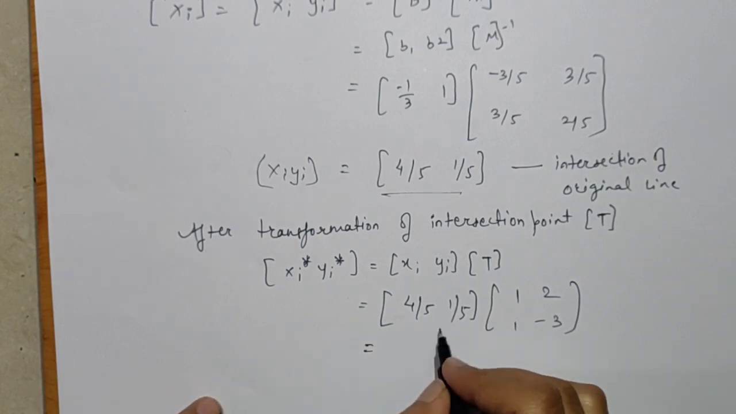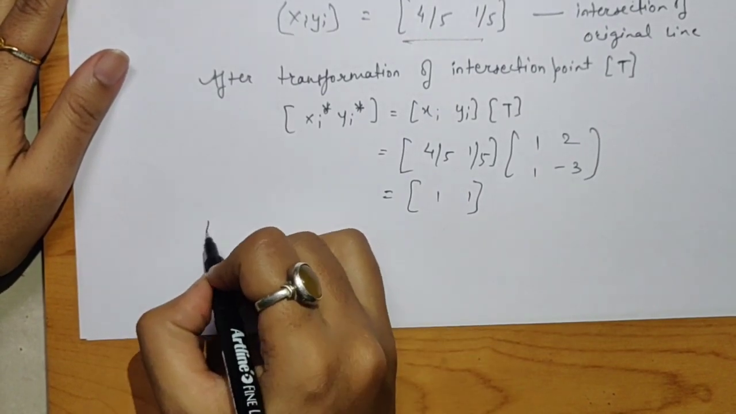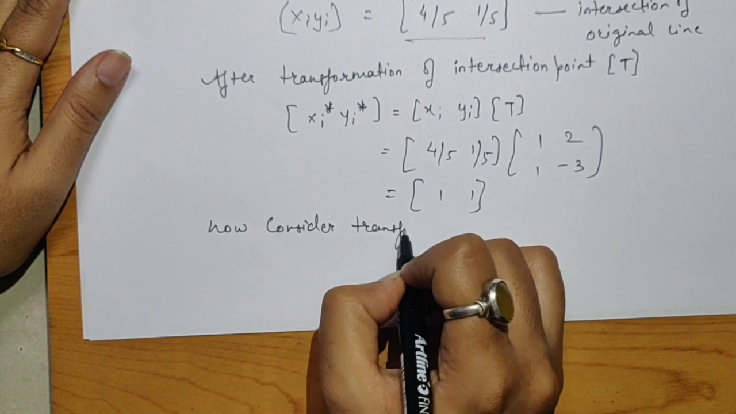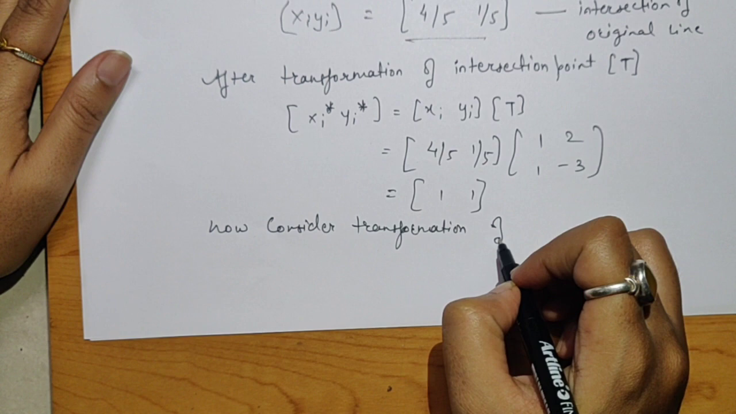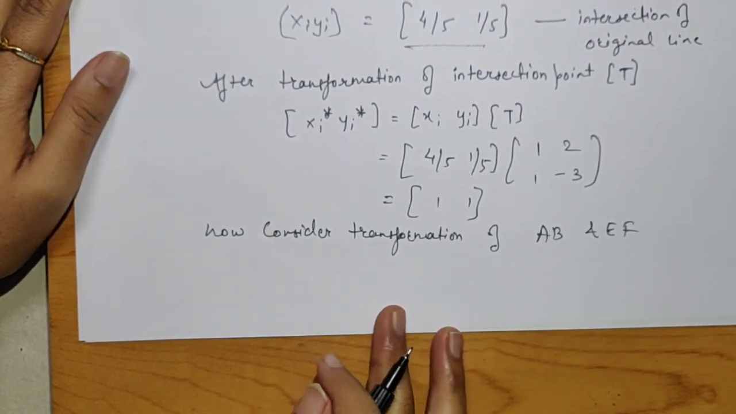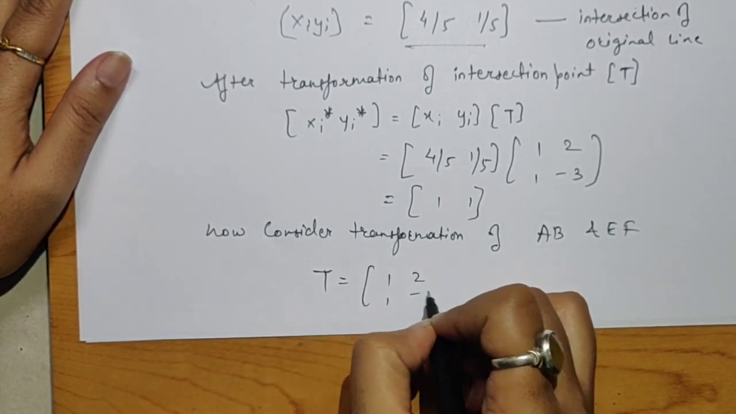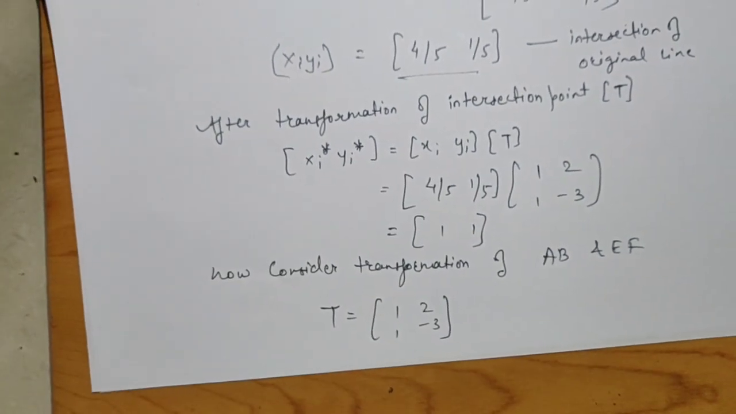Now we will multiply these two. We will get the answer 1 and 1. Now consider the transformation of AB and EF. We have the same transformation matrix, that is T is equal to 1, 1, 2, minus 3. So now we will calculate it for AB.